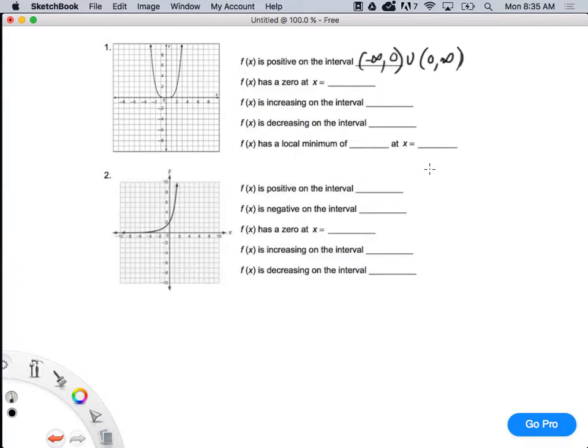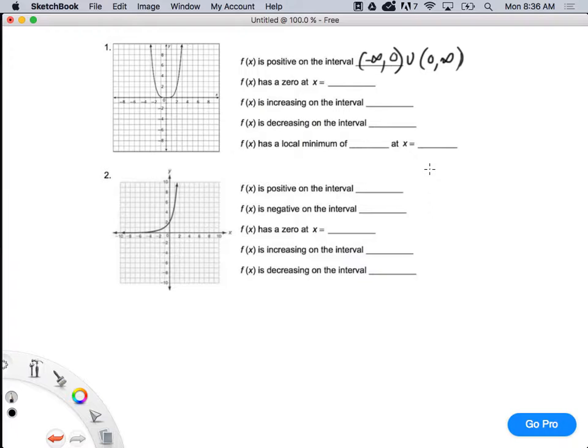It's not positive at 0, but it's positive everywhere else. So the way I write that is like this. Basically this is saying negative infinity to 0, but it's not including 0, right? It's excluding 0. And it's positive from 0 to positive infinity, but it's not including 0 once again.